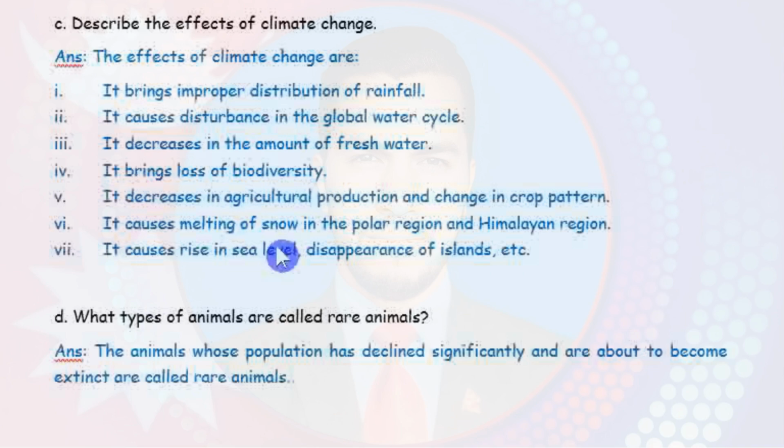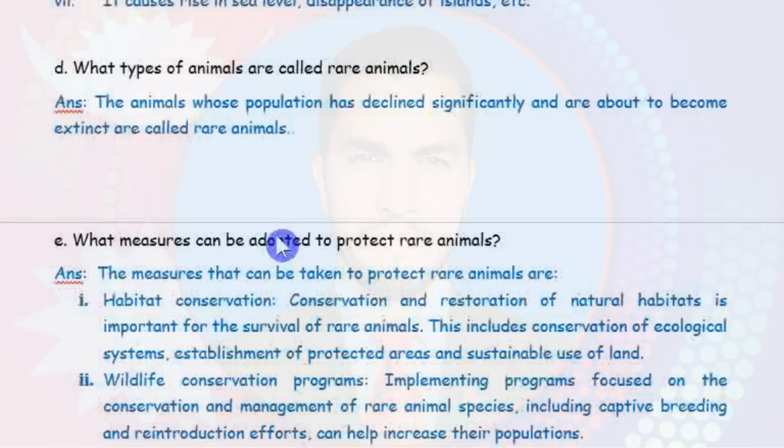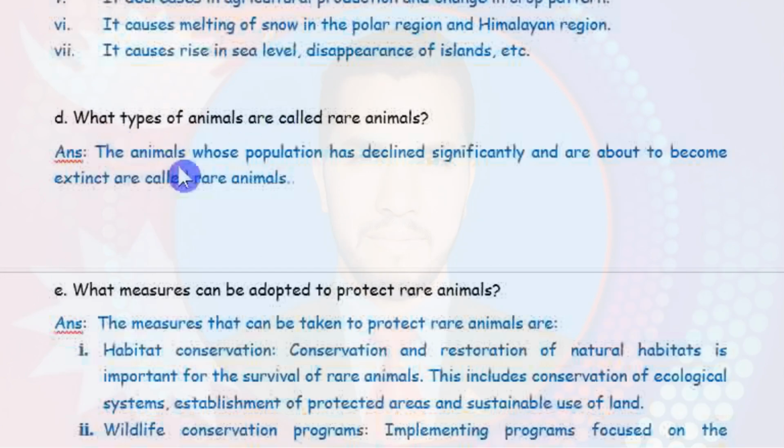Okay. Number D. What type of animals are called rare animals? Answer: the animals whose population has declined very rapidly and significantly, and are about to become extinct, are called rare animals.